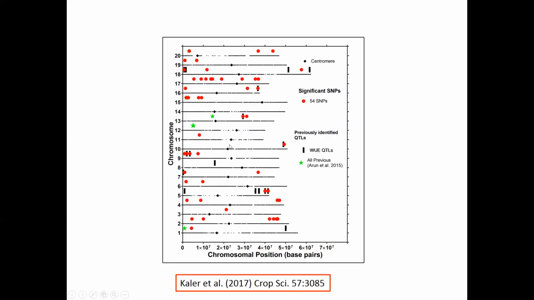54 SNPs in all. The black bars here represent the QTLs identified previously that were associated with water use efficiency. And we find there were nine loci that were common between SNPs that we identified and previously identified QTLs that basically confirmed the association of water use efficiency with carbon 13 ratio.